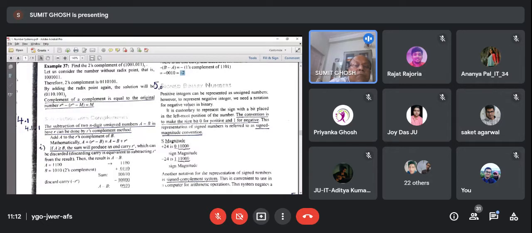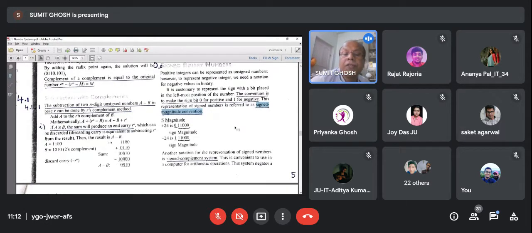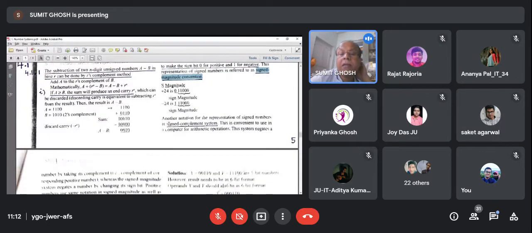How does the computer know minus? It cannot sense that minus sign. No, we can sense, but computer cannot sense. So there is a system. There are two systems. One is called sign magnitude convention. Another is signed complement system or convention.